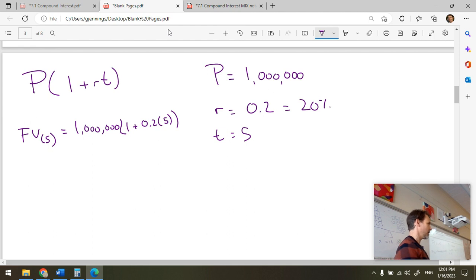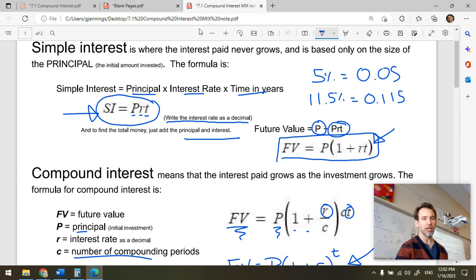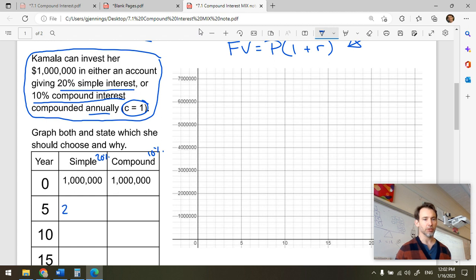That makes sense, because this simple interest earns $200,000 per year. 20% of $1 million is $200,000. So that's how much interest she would be earning per year, and it would never change because it's simple interest. So future value at 5 years with simple interest is $2 million. Because 0.2 times 5 is 1, 1 plus 1 is 2, and 2 times $1 million is 2 million. So then I go ahead and plunk that value into my table here, $2 million.